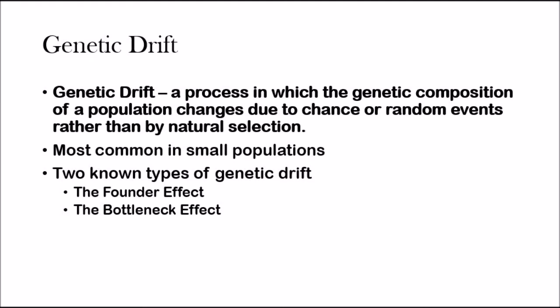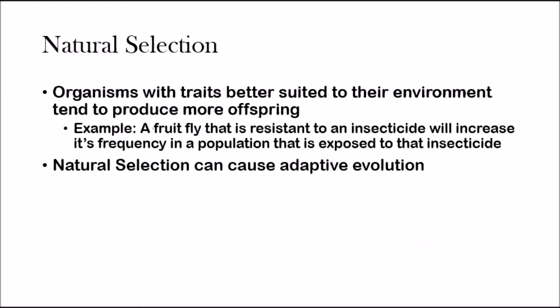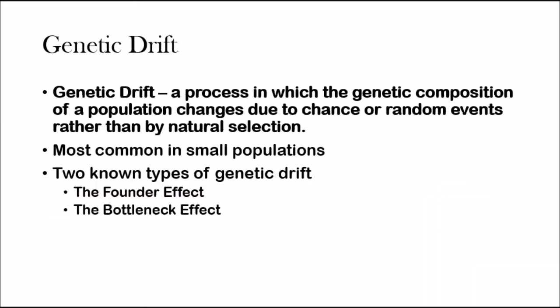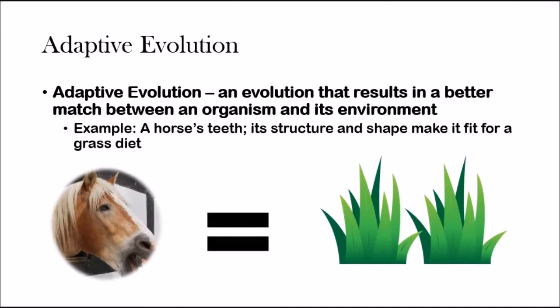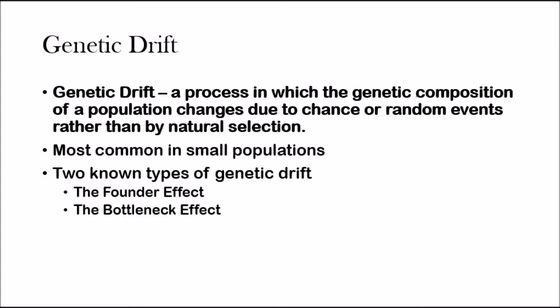Now, obviously, natural selection causes microevolution, because it's selecting for the alleles that better suit the environment, and we talked about that in the previous video, so go ahead and check it out. Now let's see how genetic drift and gene flow cause microevolution.